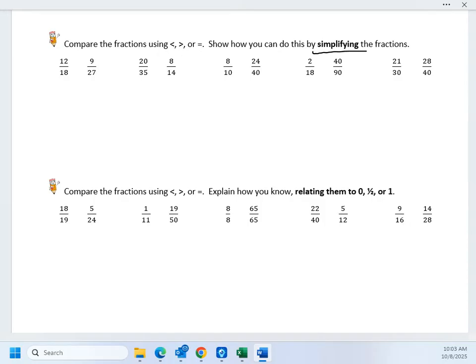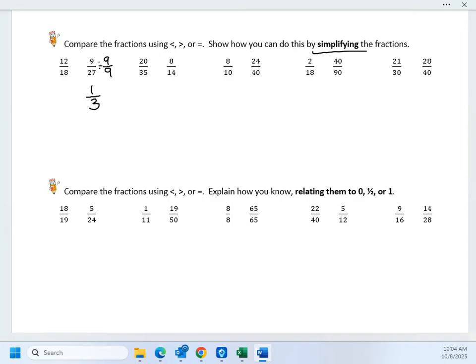Michael? For 9/27, divide by 9, to get 1 on top, and then 3 on the bottom. So what would I do to 12/18ths? How low can we go for 12/18ths?